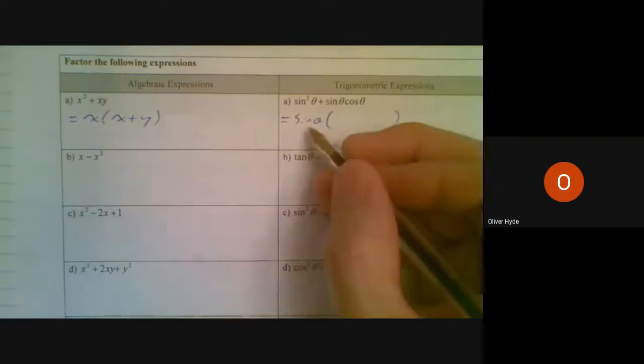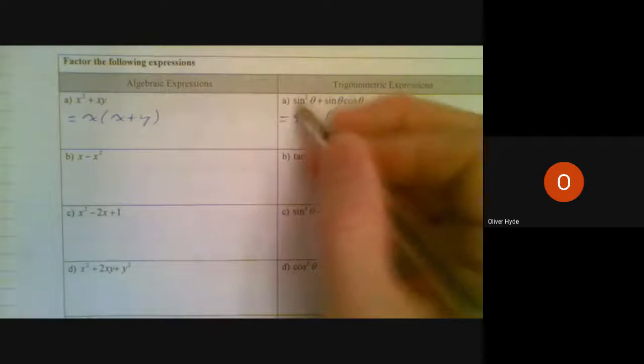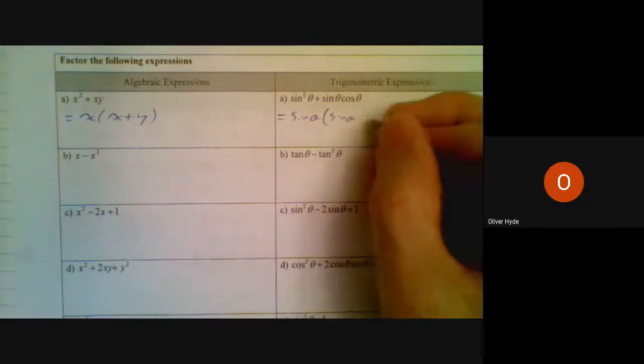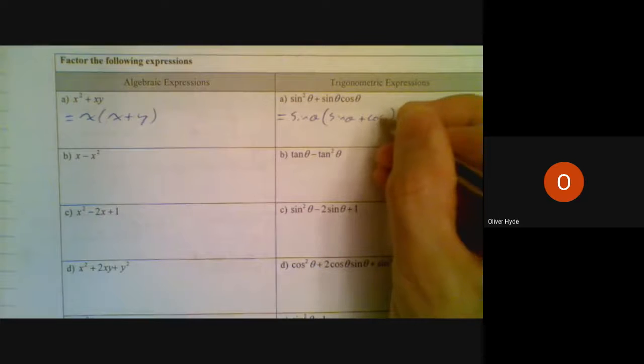And I can check by distribution. Sine of theta multiplied by what would be the sine of theta squared? That'd be the sine of theta. Sine of theta times what would give me sine of theta times cosine of theta? There's the cosine of theta.